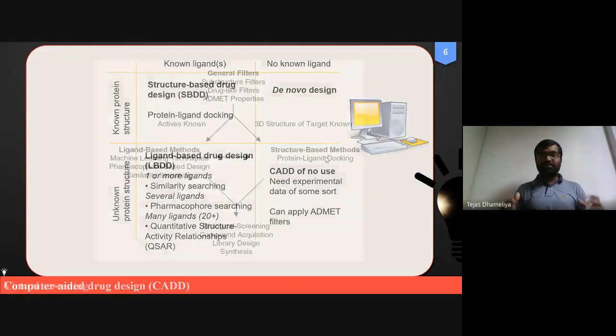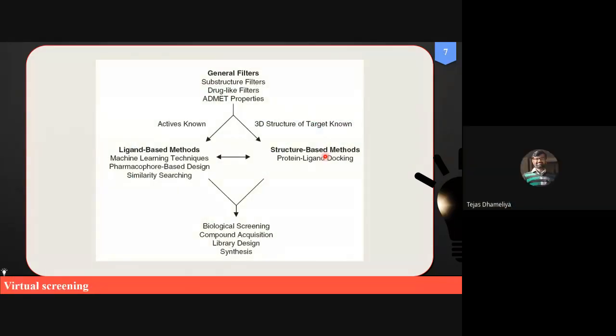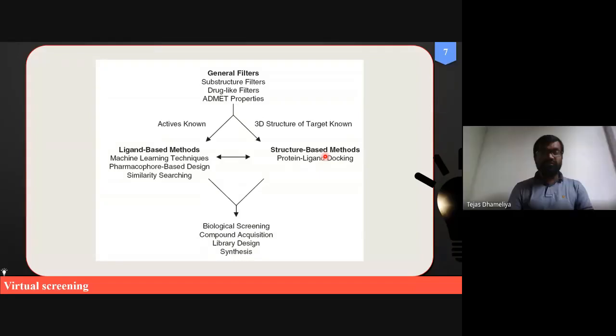Okay. So I hope that I am able to explain the various techniques which can be used in drug designing, whether it is structure-based drug design or ligand-based drug design. So friends, another technique after this is what is called virtual screening. Virtual screening is one of the techniques where we can virtually screen our compounds. That is what is called virtual screening.